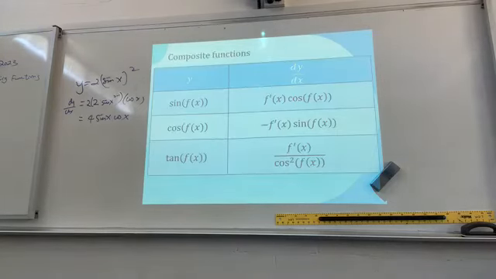The next one is a composite function. So it's 1 over 2 root x. You need to be able to differentiate the inside, so cos f x becomes minus f dash x and then sine f x. The same with cos as well.